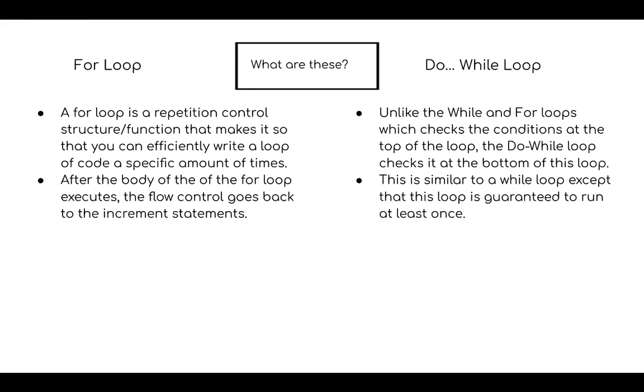The do while loop. Unlike the while and for loops, which check the condition at the top of the loop, the do while loop checks it at the bottom of the loop. Isn't that crazy? That's weird, but also, in my opinion, really unique. This is similar to a while loop, except that this loop is guaranteed to run at least once, which means that the condition does not need to be satisfied before this loop is run.